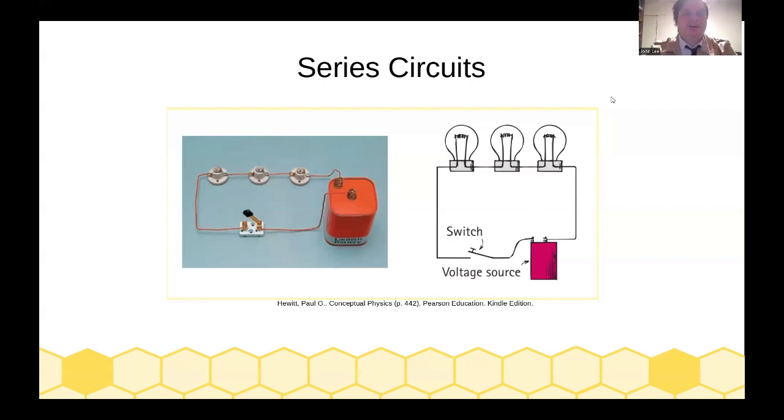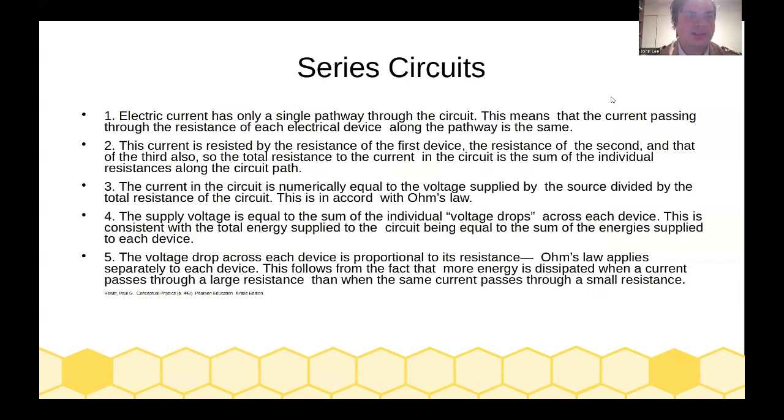So what we see here is a series circuit, where the components are placed in order along a wire in order to have the current flow through each of the components, and in this case, they would turn on a light bulb. You cannot have current flowing without flipping the switch and allowing the current to flow through the switch, completing the circuit. For series circuits, electric current has only a single pathway through the circuit.